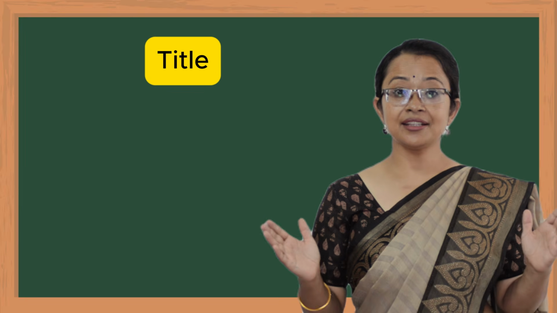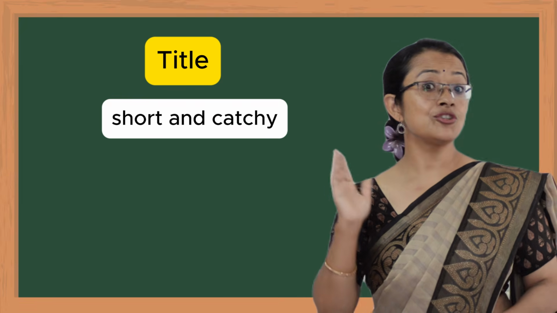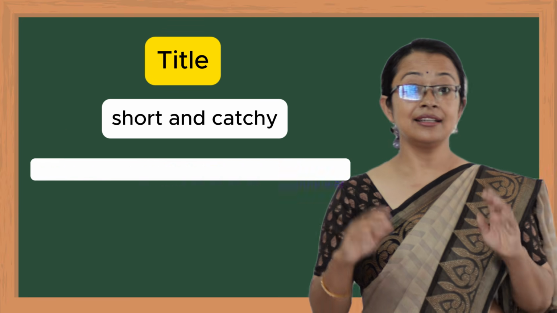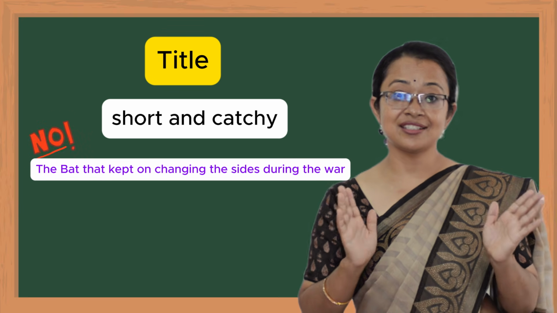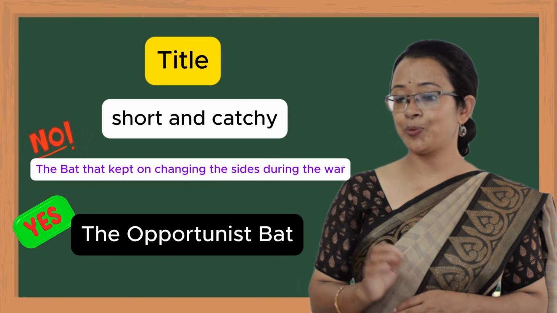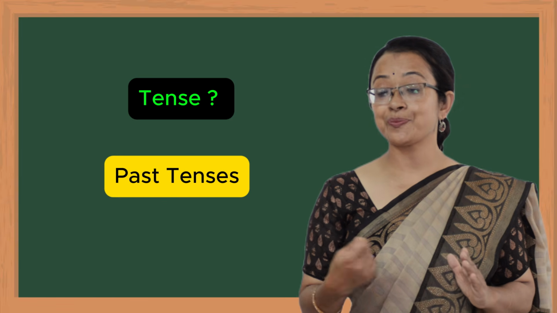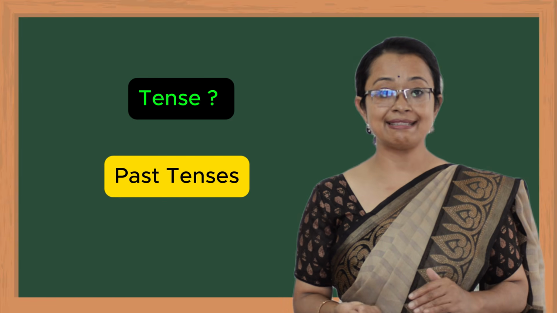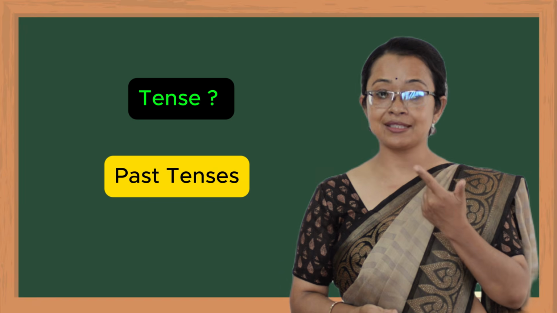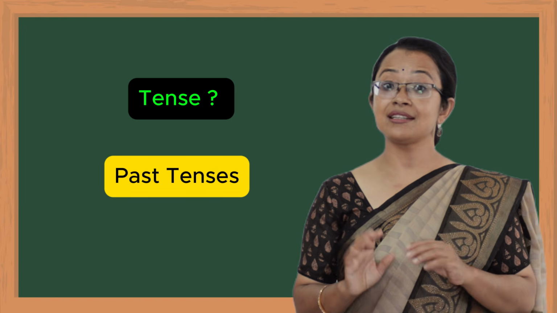Regarding the length of the title, it should be very short and catchy. Do not write this as a title, The Bat That Kept on Changing the Side During the War. Instead, write this, The Opportunist Bat. In terms of the tense, we always use past tense in the stories. Past tense here means simple past tense, past continuous, past perfect, and the past perfect continuous tense in the story to write.